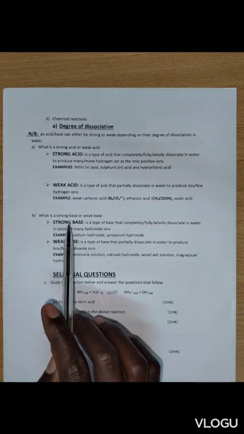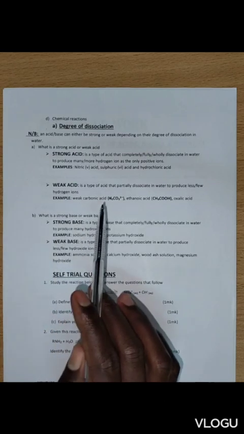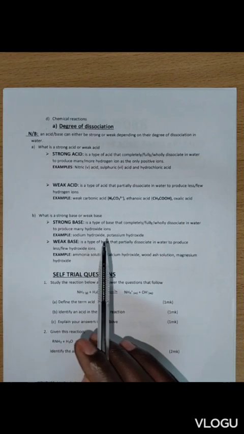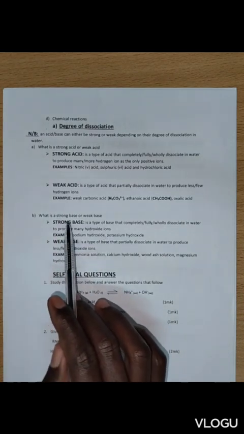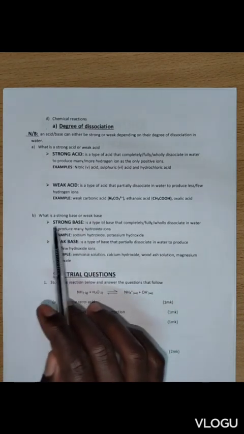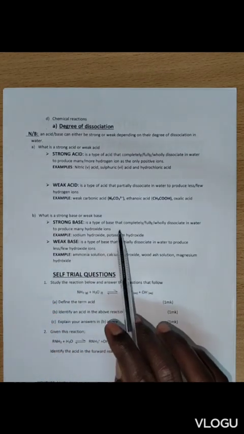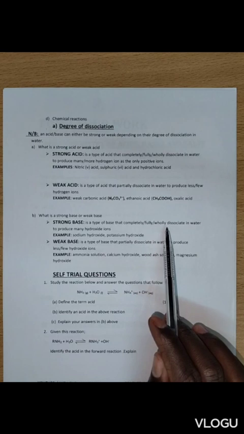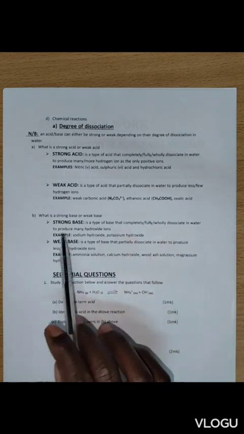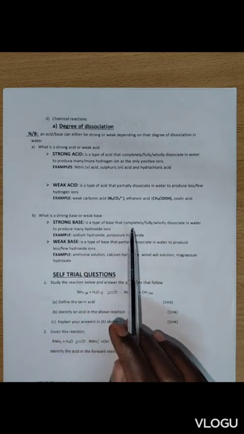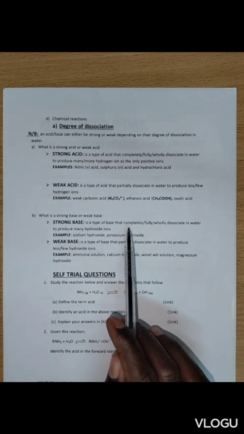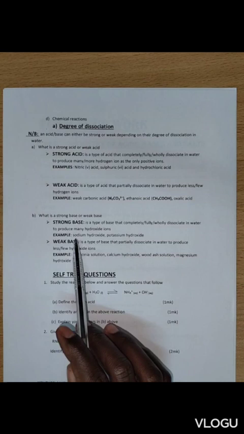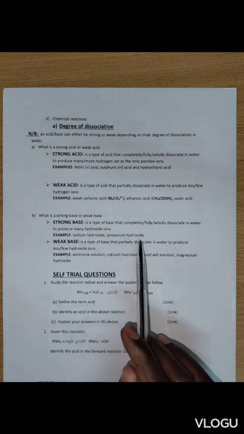B, let's say now a base. We have seen strong acid and weak acid based on the ability to dissolve in water and the ability to dissociate in water. What is a strong base or weak base? Strong base is a type of base that completely or fully or wholly dissociates in water to produce many hydroxide ion. Example, sodium hydroxide, potassium hydroxide.